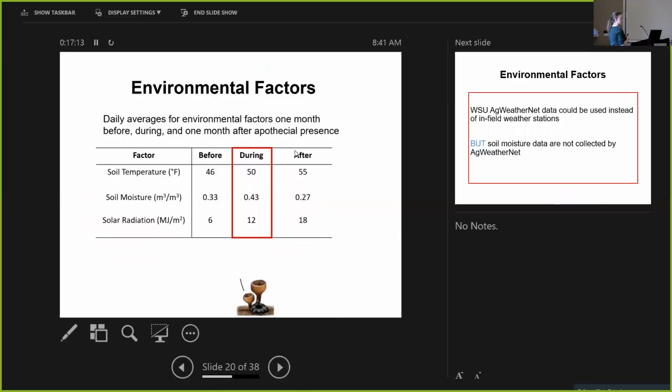And to get an idea of what the level of these, or the thresholds of these factors are, these are presented here. So here are the daily averages for a month before. This is the average of the period that apothecia were found, and this is a month after. So you can see the soil temperature of about 50 Fahrenheit, 43% of soil moisture, and 12 megajoules per square meter were the average most conducive environmental factors.